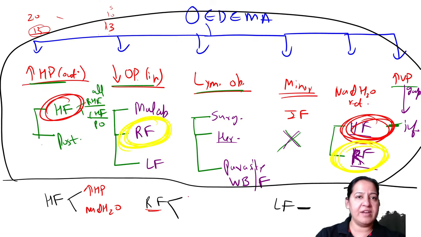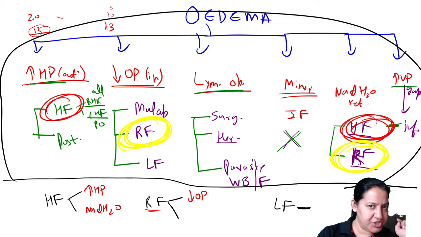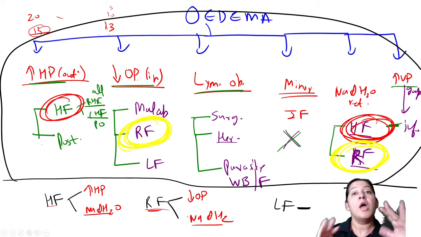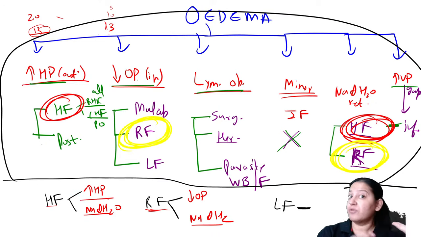So what are the two causes of renal failure? Number one, decreased osmotic pressure and number two, sodium and water retention. Sodium and water retention is a common cause for heart failure also, renal failure also. But the other cause of heart failure is increased hydrostatic pressure. The other cause of renal failure is decreased osmotic pressure.